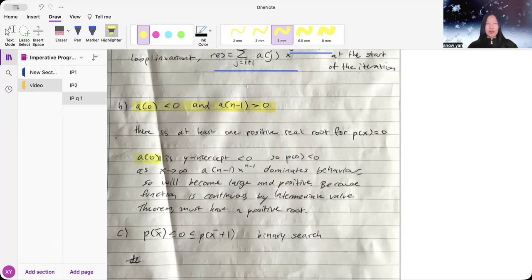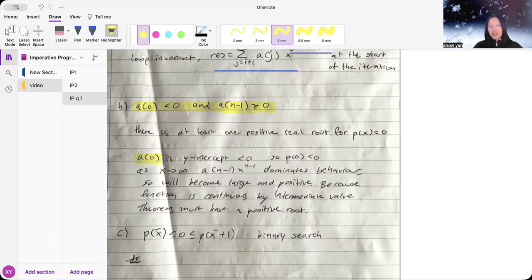A0 represents basically the y-intercept, because it's just showing how much the function shifted by. So if a0 is smaller than 0, then we have a y-intercept less than 0, so p(0) is smaller than 0. However, the second condition, a_n minus 1 greater than 0, means that as x goes to infinity, a_n minus 1 times x to the n minus 1 dominates the behavior. So the function will become large and positive.